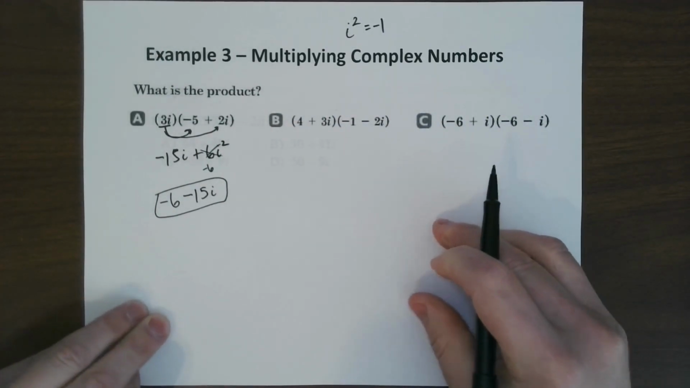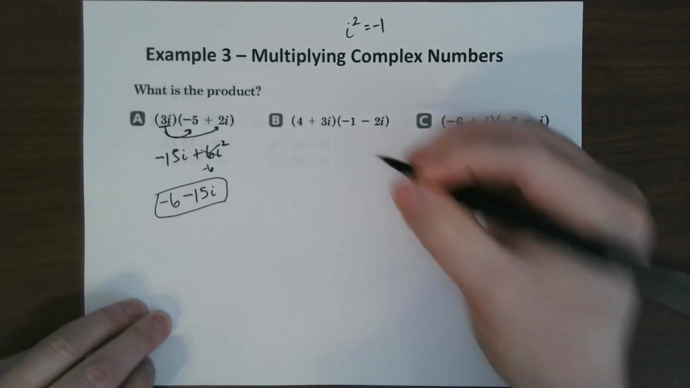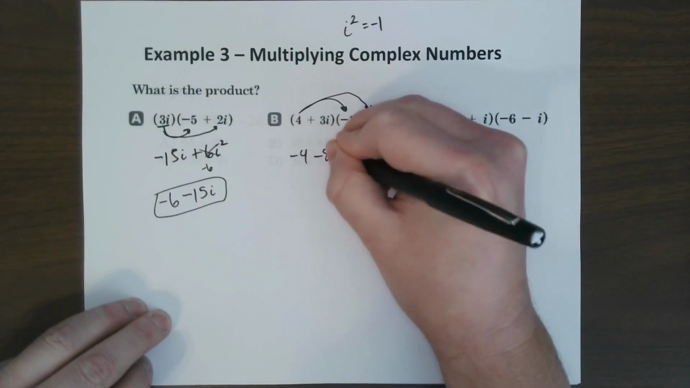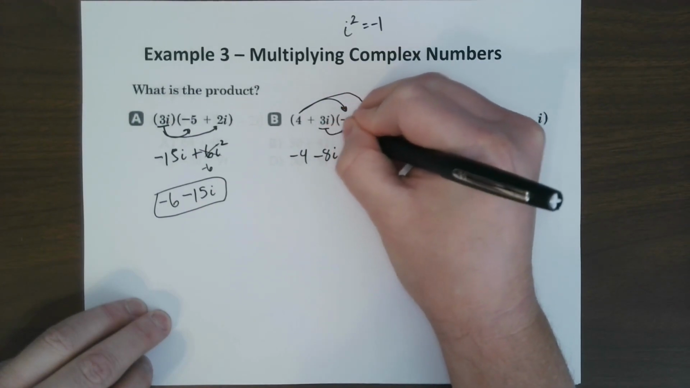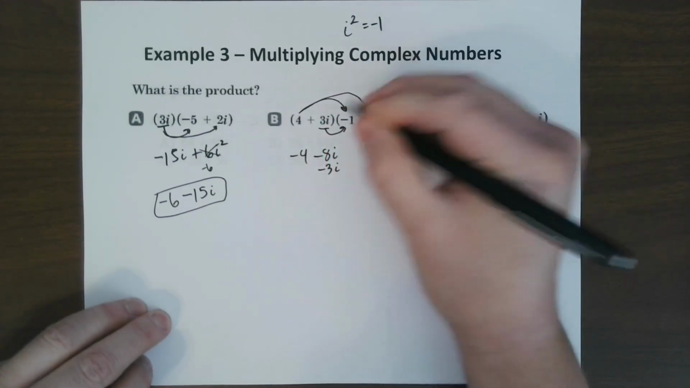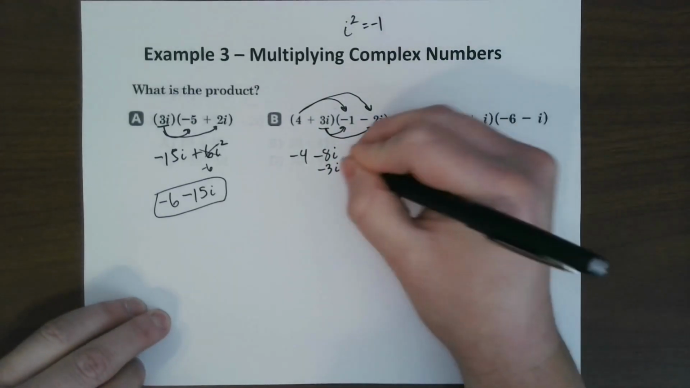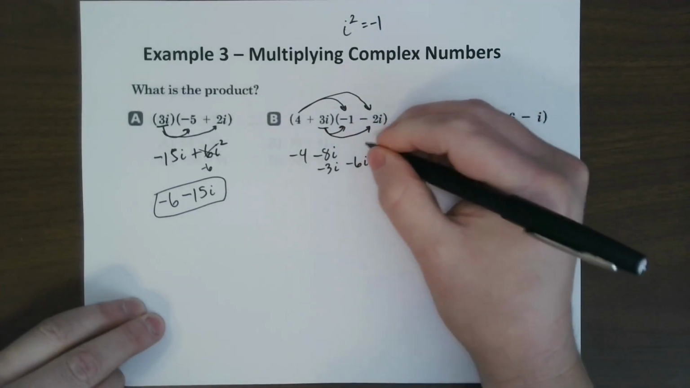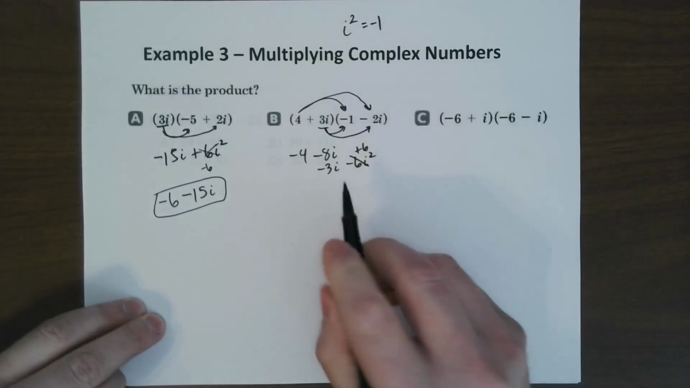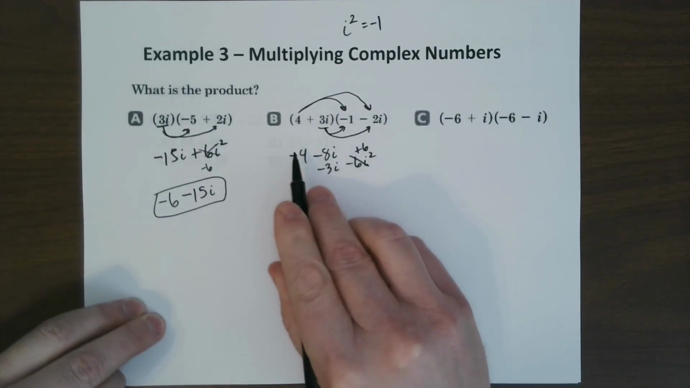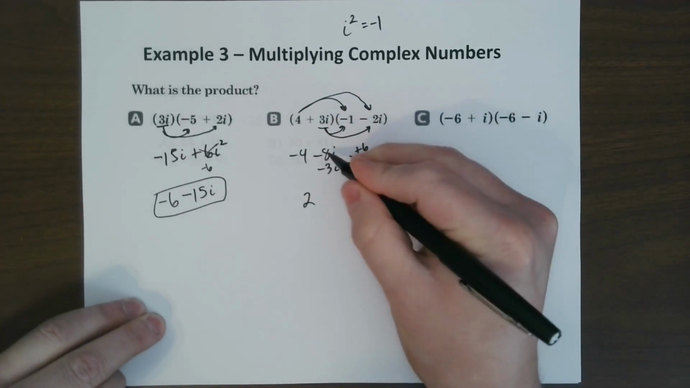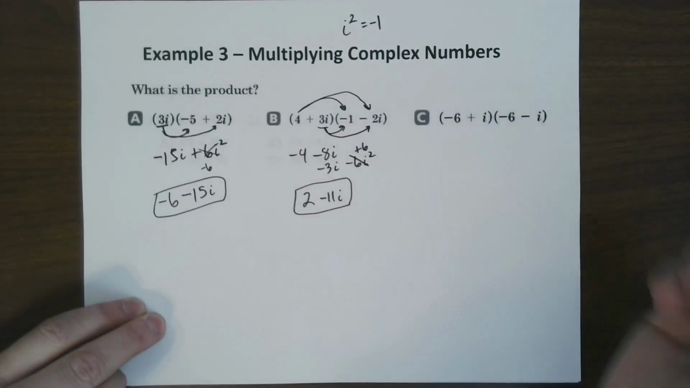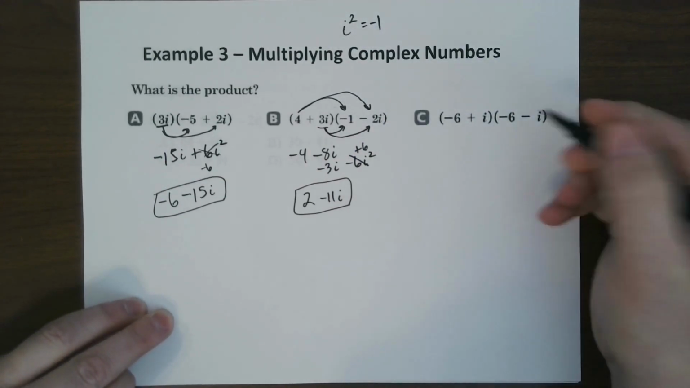So part B, same thing, we're going to do distribution upon distribution, kind of like FOIL. So we go 4 times -1, which is -4. 4 times -2i, which is -8i. We go 3i times -1, which is -3i. 3i times -2i is -6i squared. And once again, because this is negative and it has an i squared, we make it +6. And so from here, we're going to combine the real terms. So -4 plus 6 is 2. -8i plus -3i is -11i. There's our answer.